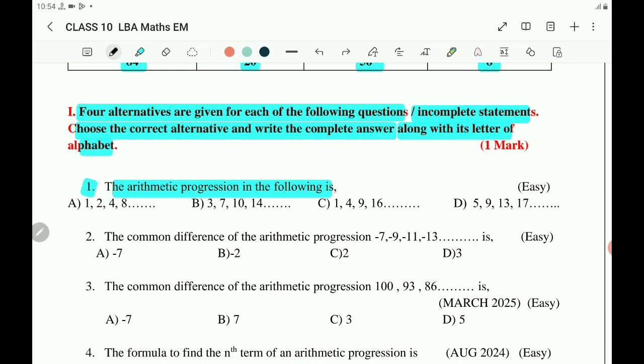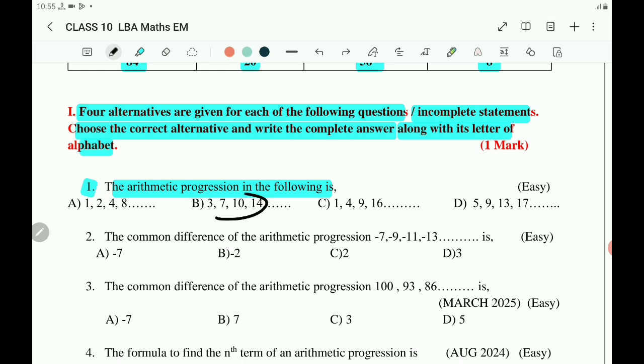Here you observe the first one, 1 is there, 2 is there, second term, third term 4 is there, fourth term 8 is there. By adding 1 to the first term you will get 2, 1 plus 1, 2. 2 plus 1 must be 3. If 1 is added to the first term to get the second term, the same number must be added to the second term to get the third term also. So, it is not an AP. The same number is not added to get the next number.